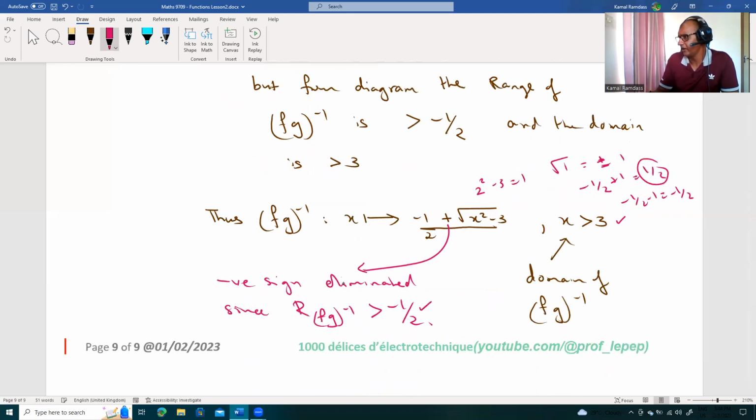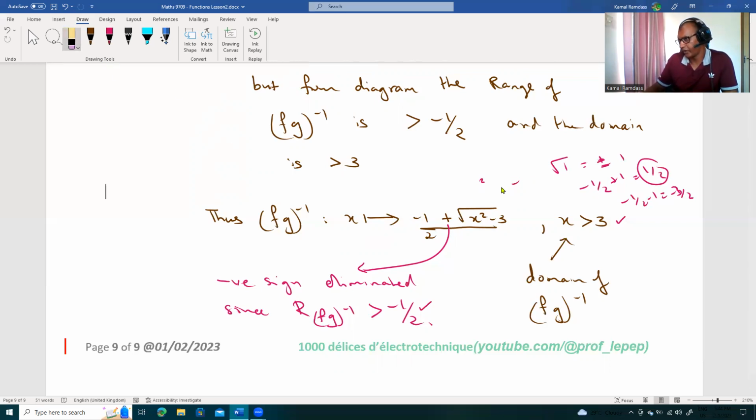Oui. Mais c'est minus 3 by 2. Quand il est minus 3 by 2, est-ce qu'il est plus grand que minus half? Non, il n'est pas plus grand que minus half. Il n'est pas pour respecter ça. La cause, ça, moi, besoin éliminer the negative sign since the range of the inverse of f of g is greater or equal to minus half.